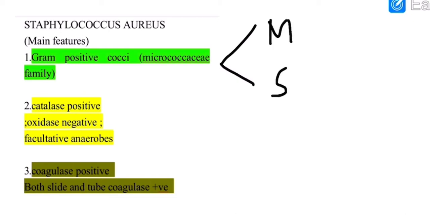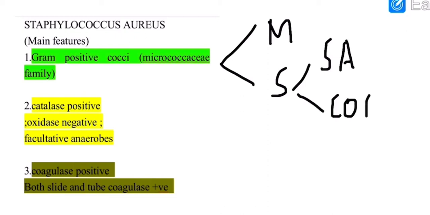The Staphylococcus, on the basis of coagulase, is divided into Staph aureus and coagulase-negative Staphylococcus that you might call CONS. So it's based on coagulase negativity and positivity. So which one is coagulase positive? That is the Staph aureus. So Staph aureus is coagulase positive. It can pass both the slide and tube coagulase test.